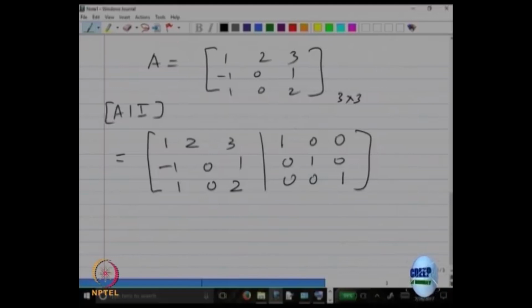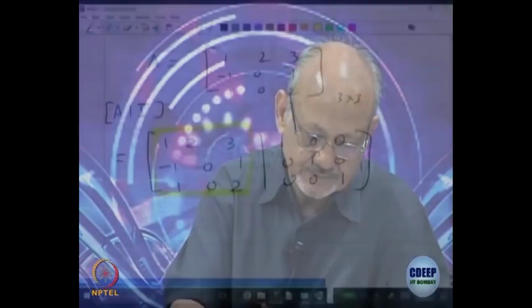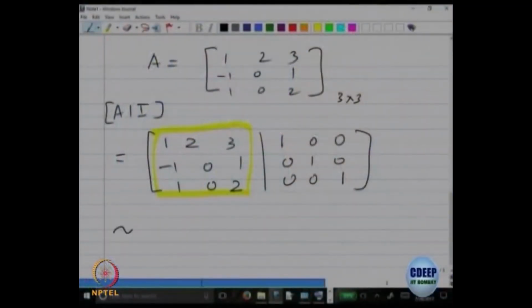What is my aim? Look at the part which is in A. So, this is the part which is in A. On that I should do row operations and reduce it to reduced row echelon form, but the same operations I should keep doing on the identity also, on the bigger matrix also, so that I keep track of what is happening. So, let us do that.